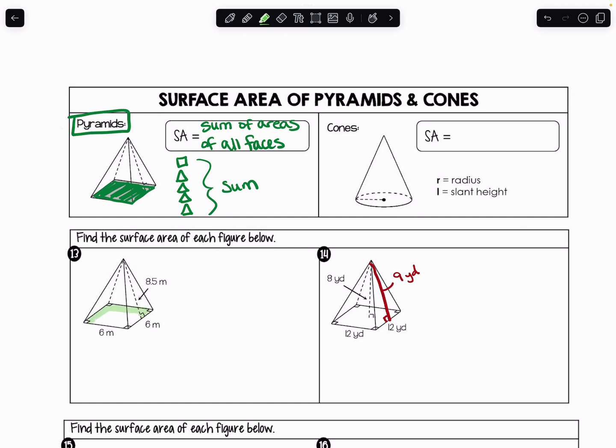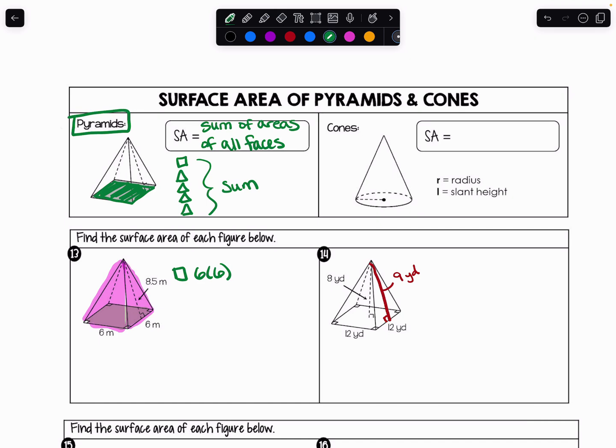We have a square pyramid. I know it's a square pyramid because the base, which is the face across from the point, is a square. And it is a 6 by 6 square. So that's how we would find the area. And then we have 4 identical triangular faces.